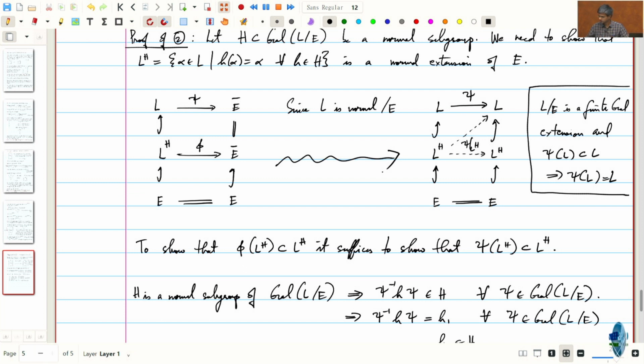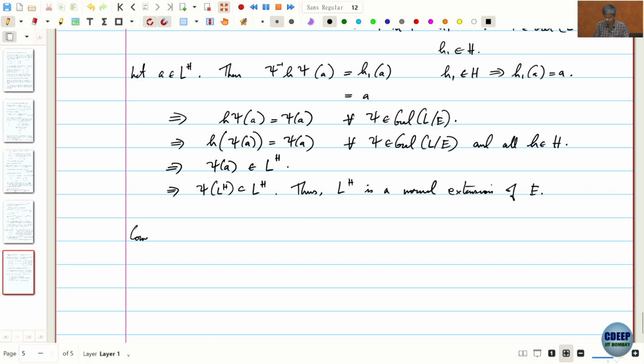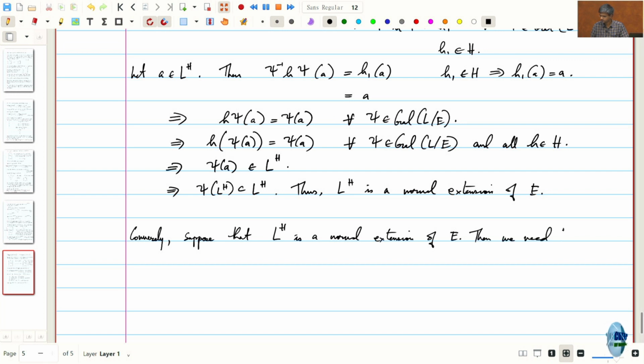Now let's prove the converse. So conversely, suppose that LH is a normal extension of E. Okay. Then we need to show that H contained in this Galois L over E is a normal subgroup. Okay. So how do we prove this?